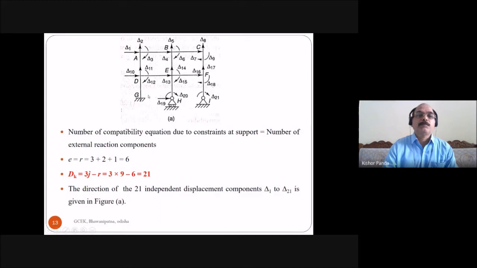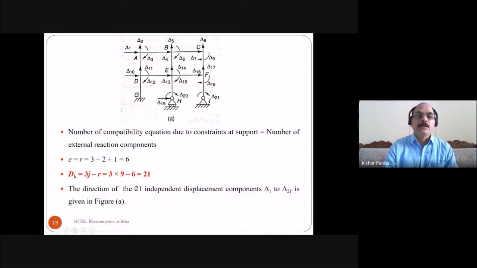Here, due to the roller support, the vertical displacement is prevented. Only the horizontal displacement and rotational displacement take place: 19, 20. Then here, due to the hinge support, there is no vertical displacement and no horizontal displacement. Only rotational displacement takes place, delta 21. So these are the directions of the 21 displacement components.